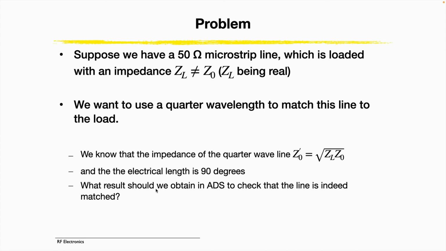And now my final question is, what result should we obtain in ADS to check that the line is indeed matched? What parameter gives us the information that the result is the right one, the one we want? Something I leave you to answer. And let's move to ADS.